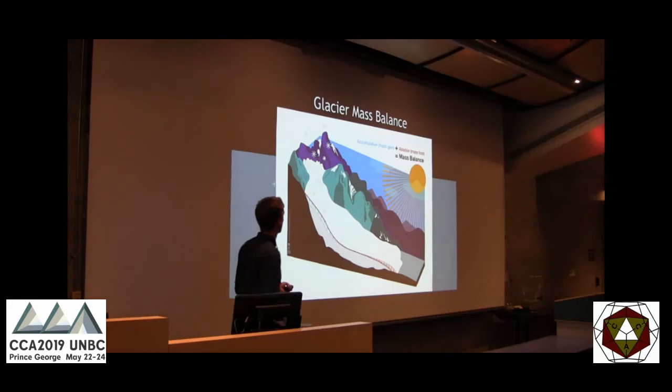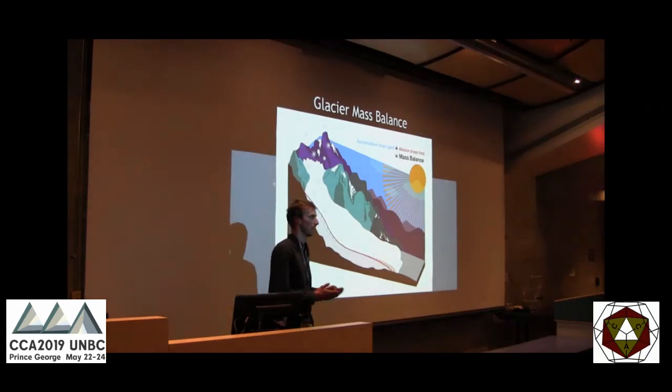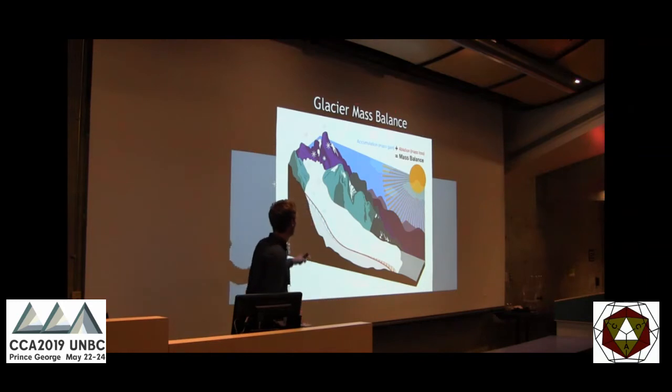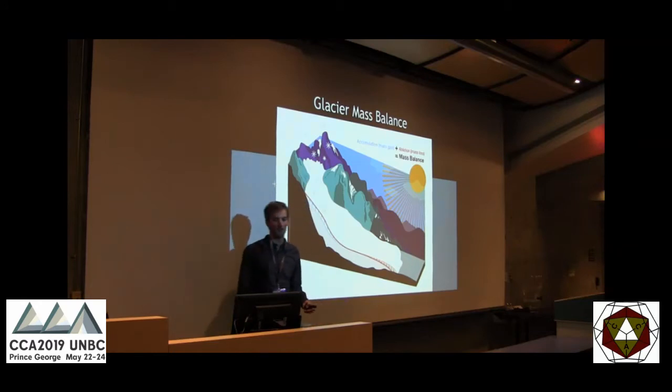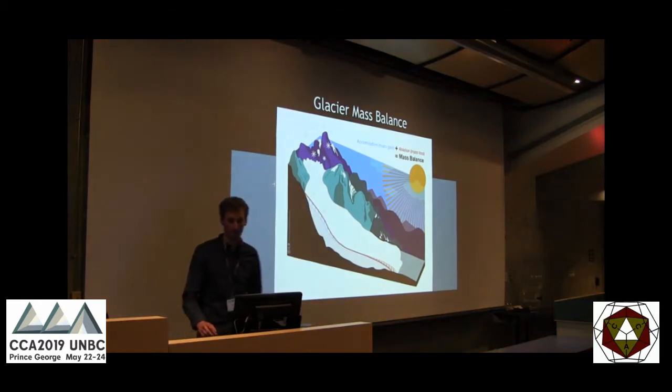So to give you a little background on glaciers, glacier mass balance is primarily what we're studying, and that's how much the glaciers gain or lose over a given year. So how much accumulates, how much snow falls during the winter, and how much snow and ice melts during the summer. The sum of that is your annual mass balance.